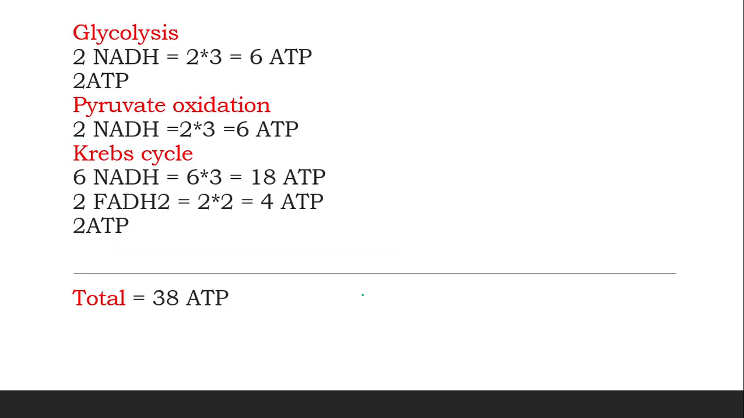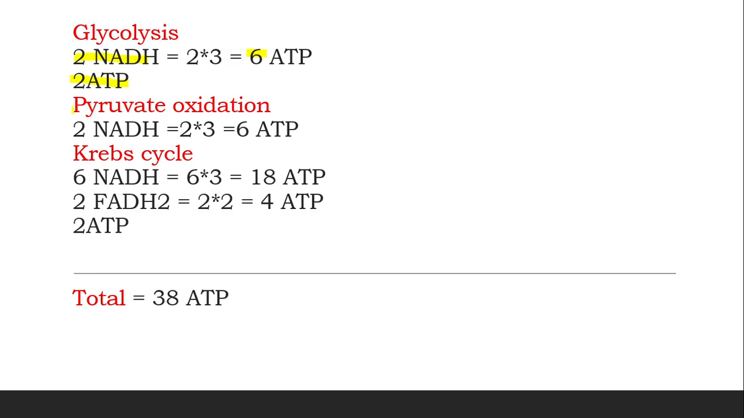The second thing we are going to discuss in this video is how many total ATP are produced during aerobic respiration. So let's move towards this. Here is the complete chart. You know that during glycolysis, there was the production of two NADH molecules, and we know that one NADH molecule is producing 3 ATPs, so the total ATP produced are 6, and 2 ATPs were also produced during glycolysis in a direct way.